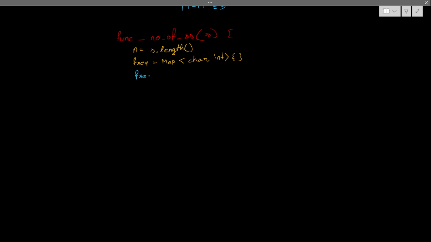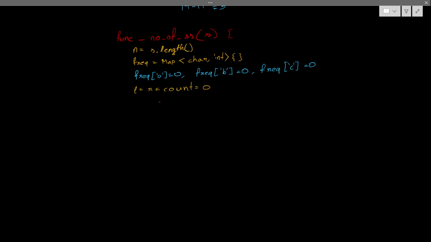So frequency of A is 0, frequency of B is also 0, and frequency of C is also 0. Everything is 0. And I also need some initializing variables: left, right, and count. All need to be 0. Left equals right equals 0, and count I need to store the count of the total valid substrings, as 0.